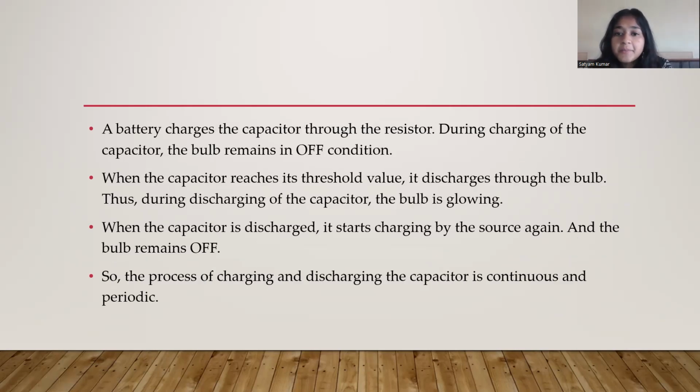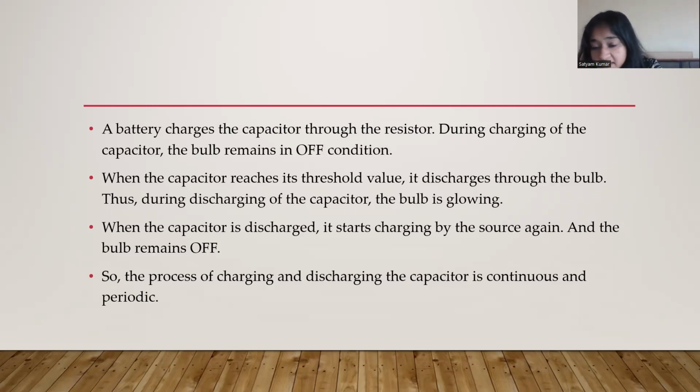A battery charges the capacitor through the resistor. During the charging of the capacitor, the bulb remains in off condition. When the capacitor reaches its threshold value, it discharges through the bulb. Thus, during discharging of the capacitor, the bulb is glowing. When the capacitor is discharged, it starts charging by the source again and the bulb remains off. So the process of charging and discharging of the capacitor is continuous and periodic.